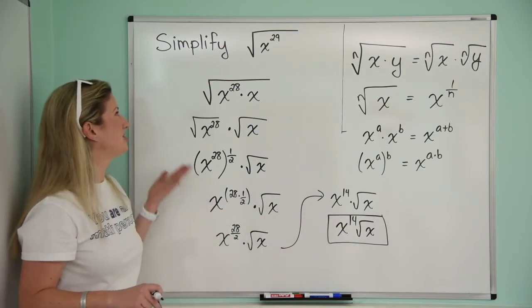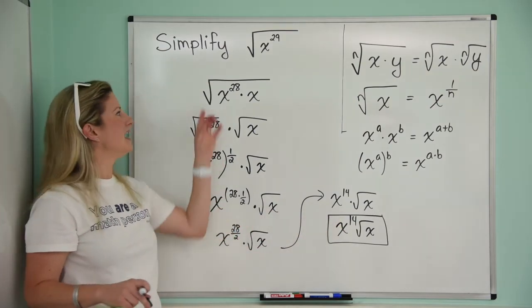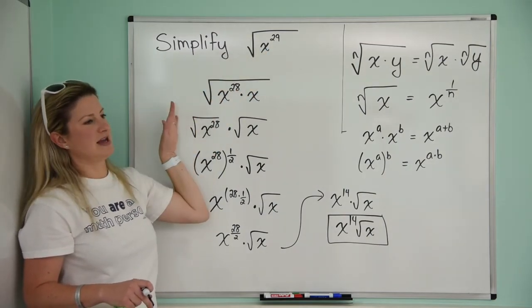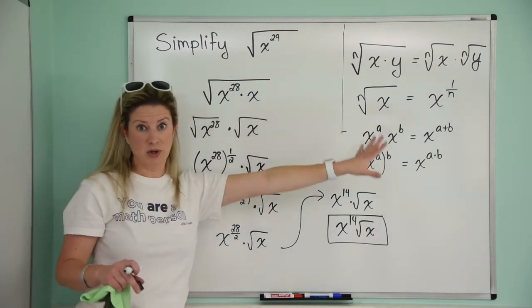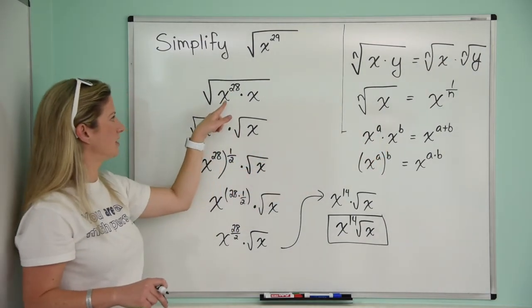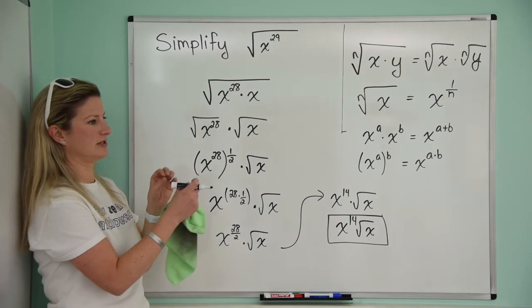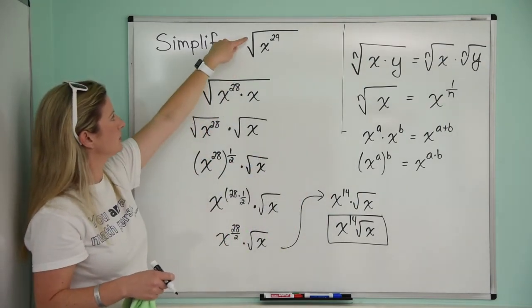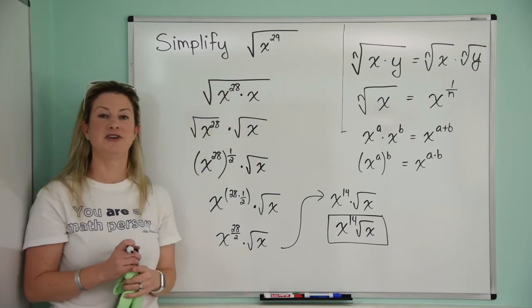So there you go. The big strategy I want you to remember from this is break it up. Instead of writing x to the 29th as x times x times x times x times x, you still want to break it up, but into something smaller in the sense of writing fewer things down, which would be x to the 28th times x. And because we're doing square root, we want this number to be a multiple of 2.